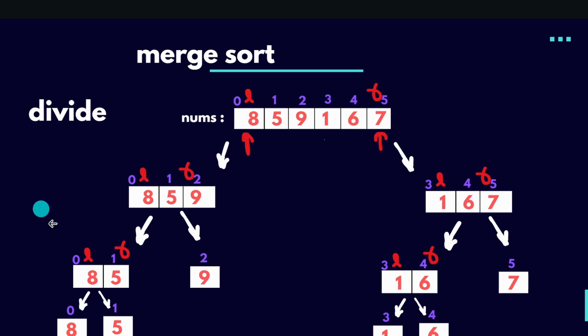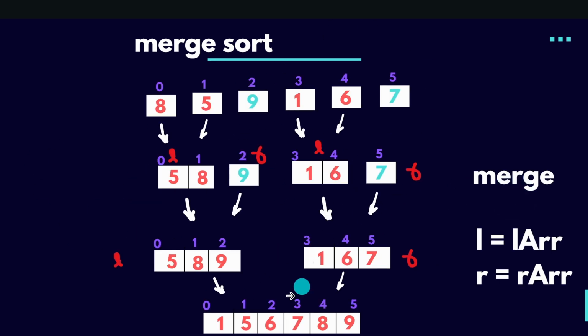So the divide part has been successfully completed. After the divide part you need to conquer, which means you need to merge all the divided parts one by one. So first of all I have two arrays called left array and right array. So I will come here.